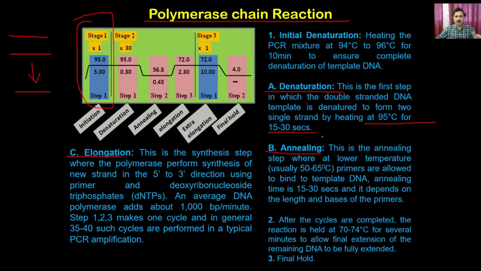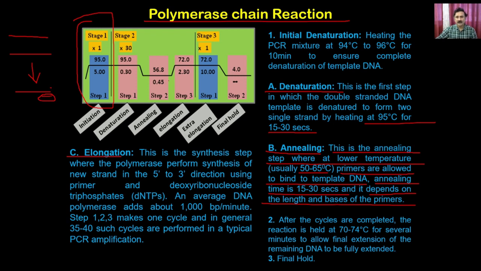Then what you do is you cool down the reactions so that the primer you have added should be able to bind these templates. That event is called the annealing step, because the binding of the primer to the DNA is called annealing. So this is the annealing step, where at a lower temperature, usually 50 to 65 degrees Celsius, the primers are allowed to bind the template DNA. Annealing time is 15 to 30 seconds, and it depends on the length and the bases of the primer. Depending on the length of your oligonucleotide primers, you can set the annealing temperature.